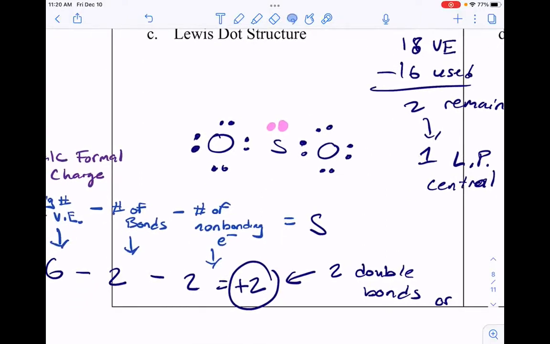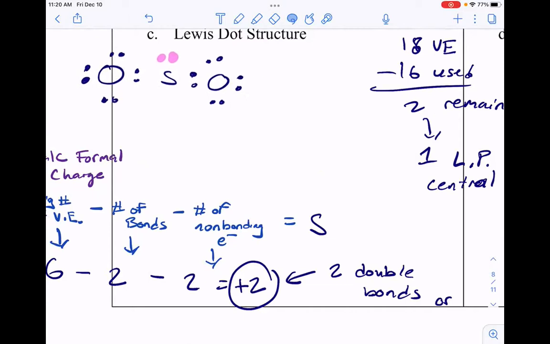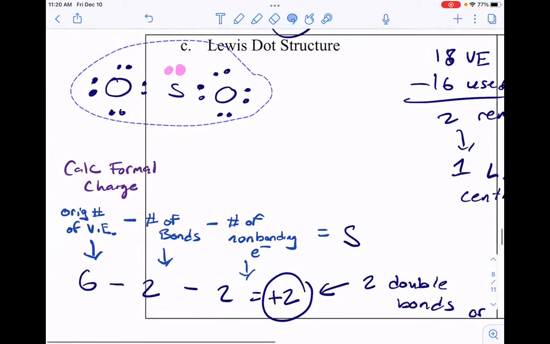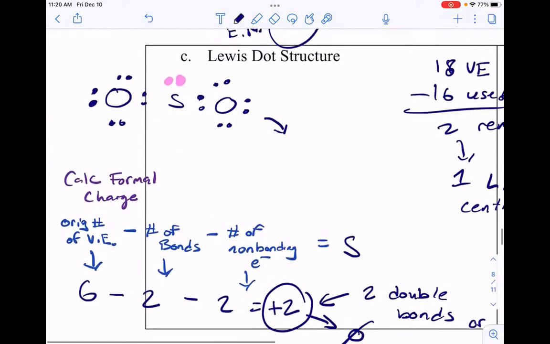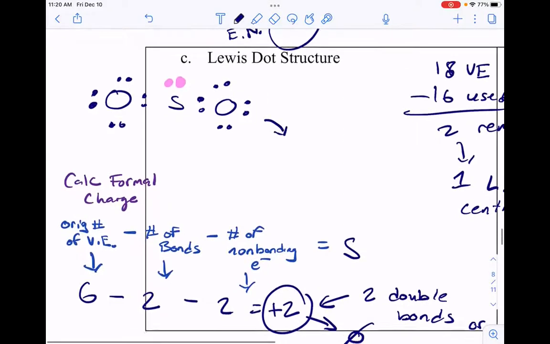And so I'm going to go ahead and just move the structure up, because there's going to be several iterations that we're going to do. So what our goal is, if you have a formal charge of +2, your goal is to bring this down to 0. When you bring the formal charge to 0, that means that you have the correct structure for your Lewis structure. And so right now we have a +2.